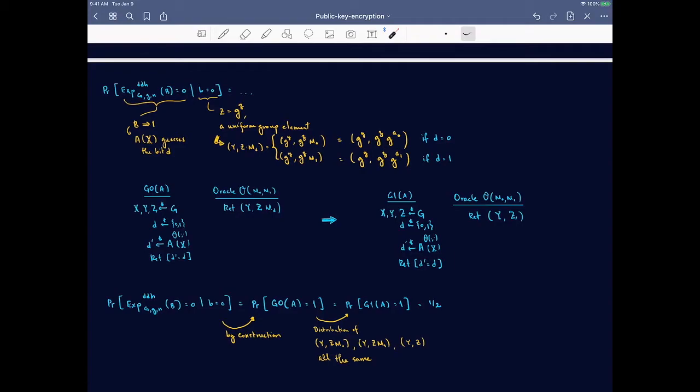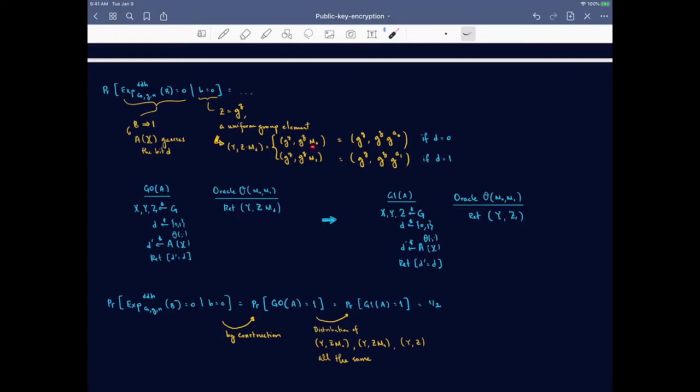Okay, so we're going to capture this probability in a very short sequence of games, as we did, for example, in the proof of counter mode. And in fact, this is going to be very similar to the proof of counter mode, and we'll see why. But I want to return to this thing. When the challenge bit is 0, that means g to the z is a uniform group element. And if you think about the ciphertext that A gets in return, that ciphertext is either g to the y, g to the z times M0, or it's g to the y, g to the z times M1.